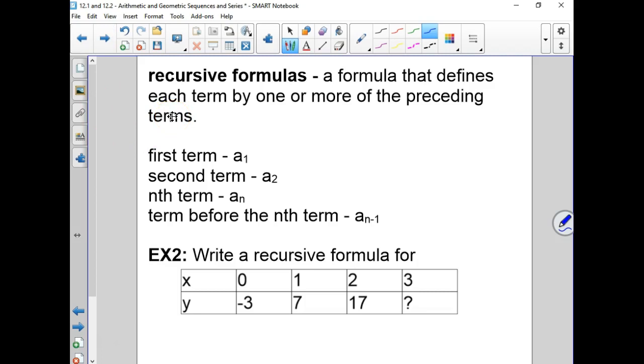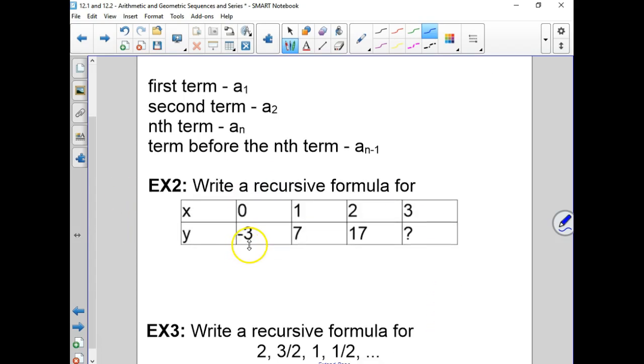A recursive formula is a formula that defines each term by one or more of the preceding terms. So, for example, if we have an A with a little subscript here that says 1, that is our first term in the sequence. A sub 2 is our second term in the sequence. The nth term would be A sub n. The term that comes before the nth term would be A sub n minus 1.